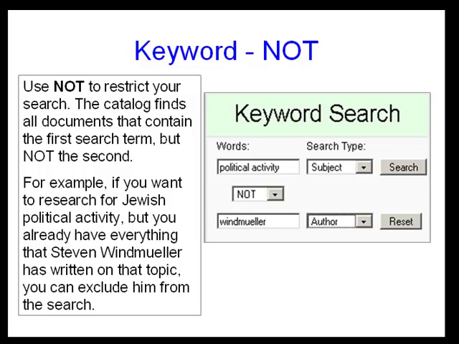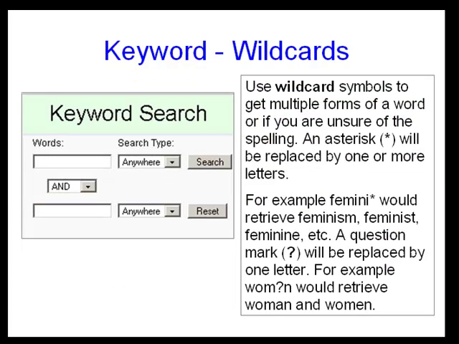Not restricts your search. You'll get fewer things. If you already have everything that Stephen Windmuller has written about Jewish political activity, you can write political activity in the subject field and then say not Windmuller to find out what other people have written on this topic.